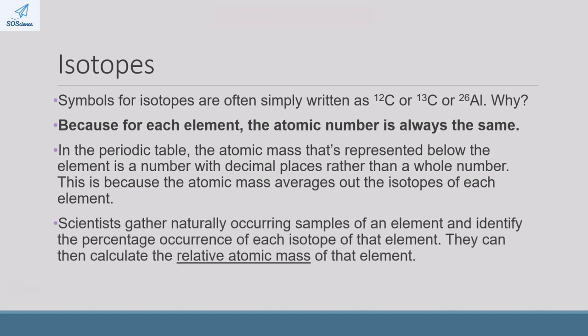So the way scientists go about doing that is they gather naturally occurring samples of an element and they identify the percentage occurrence of each type of isotope. Based on that, they work out a relative atomic mass for that element, considering all the different isotopes and also considering how often they each occur.